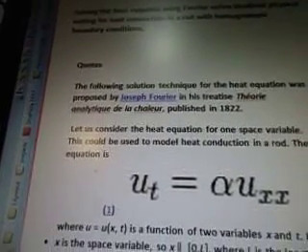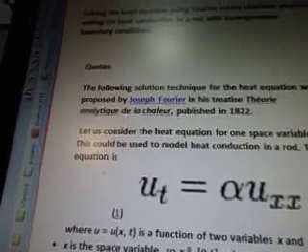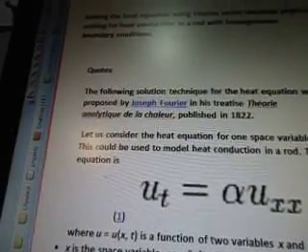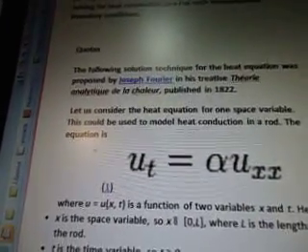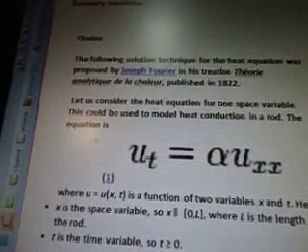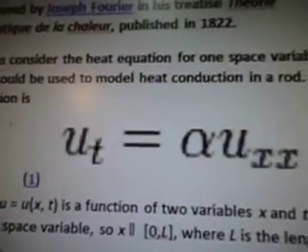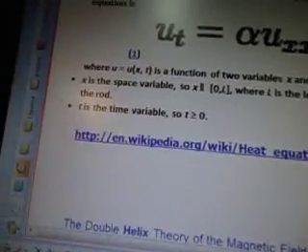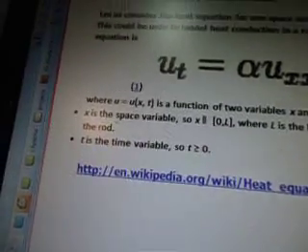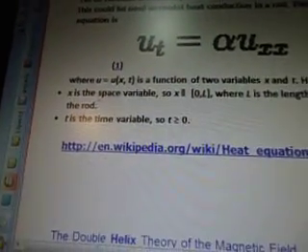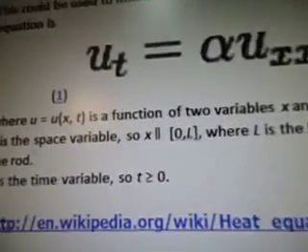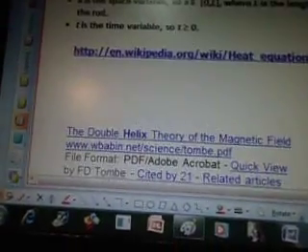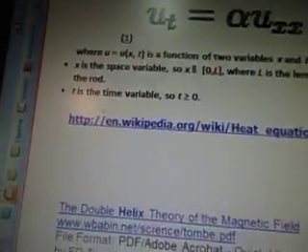Again, these are old theories from the 1800s, and we are now trying to prove them in 2012. Let us consider the heat equation for one space variable. This could be used to model heat conduction in a rod. The equation is this. Okay? So x is the space variable, L is the length of the rod, and t is the time variable. So t is greater than 0. Greater or lesser than 0. Again, that's on Wiki heat equation.